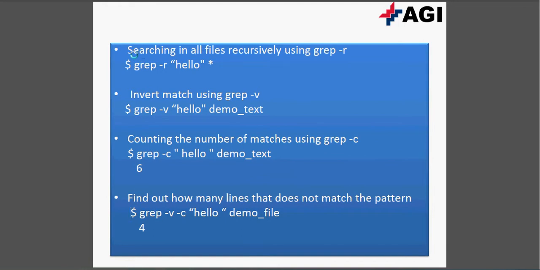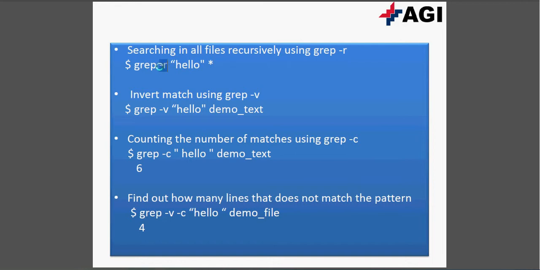And then you can use grep to search for files recursively in a given directory. By recursively, I mean grep will look for the pattern beginning with the files, and then it goes through all the subdirectories within a given directory.